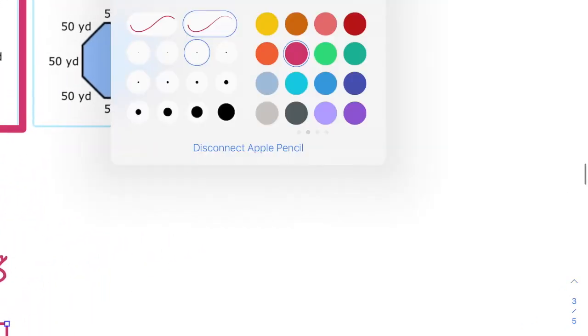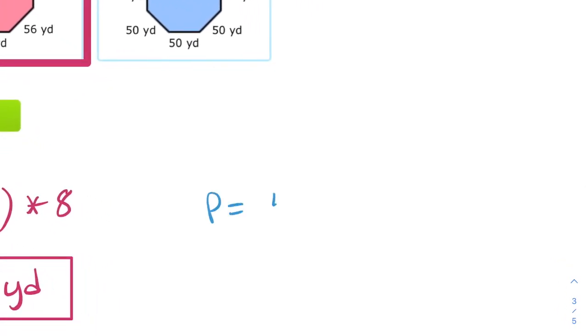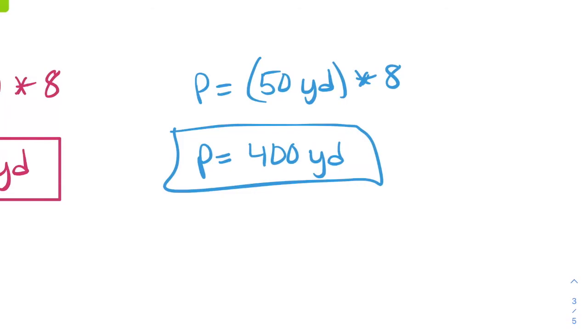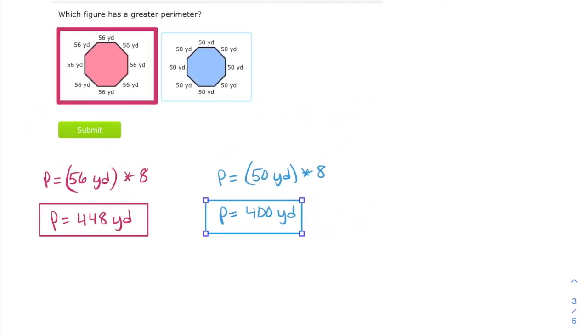And the next one, perimeter is equal to 50 yards times 8. So perimeter equals 400 yards. And there we go. So it appears to be 6 yards longer on each side.